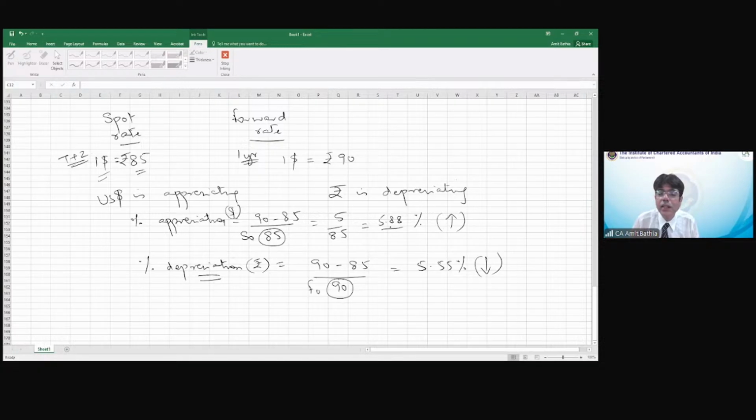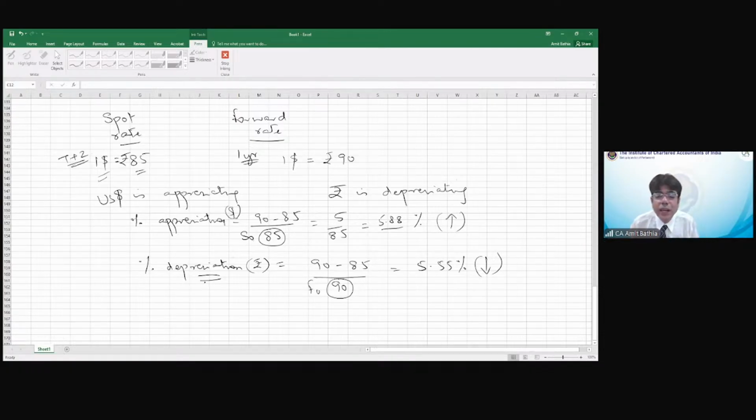So I keep it very simple, 90 minus 85 in the numerator. If it is appreciation, it is positive. If it is depreciation, it is negative. So I don't have to now worry about the sign of the numerator. It becomes a fixed variable for me. What I essentially consider over here is depreciation. And this is how I protect myself in the examination, right?